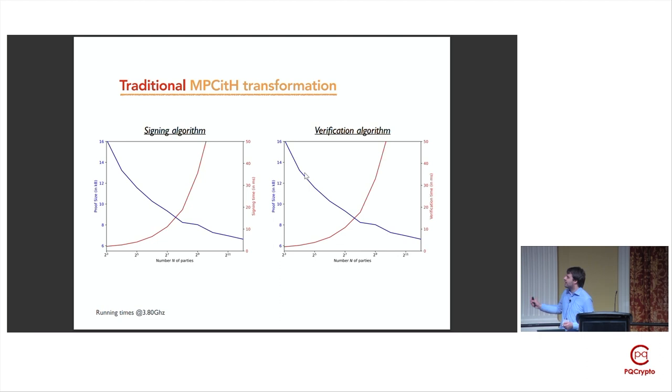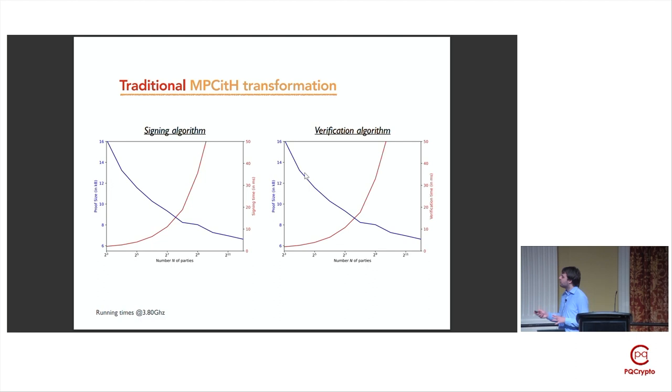We can see that for 228 parties, we are around 20 milliseconds to sign and verify. Yes, the verification is almost as expensive as the signing because the verifier needs to make all the computation in the MPC protocol except for one party. So it's almost the same computation.